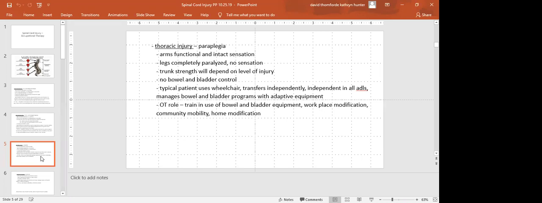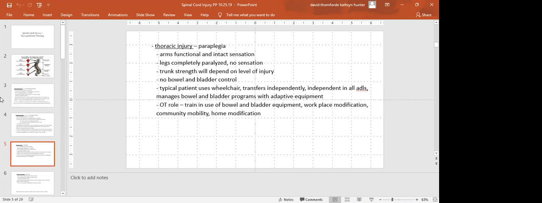So our role as OTs would be to train them to use the bladder and bowel equipment. We also take a large role in workplace modification, since often these people are able to work, and in community mobility and home modification to operate from the wheelchair level.